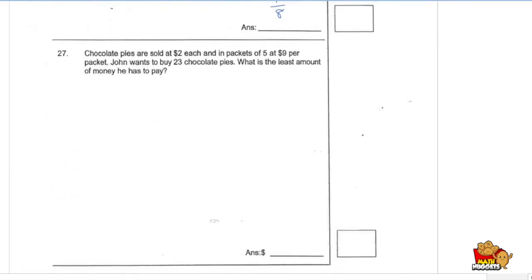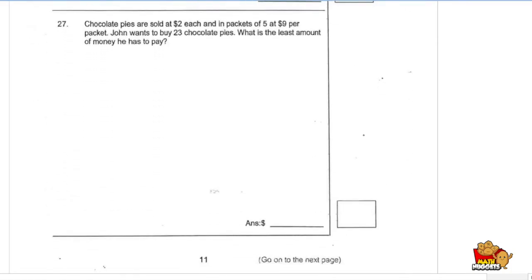Question 27. Chocolate pies are sold at $2 each and in packets of 5 at $9 per packet. John wants to buy 23 chocolate pies. So if he wants to buy 23 pies and the pies are sold in packets of 5, this will give me 4, remainder 3. Now what does the 4 mean? 4 represents the packets of 5.